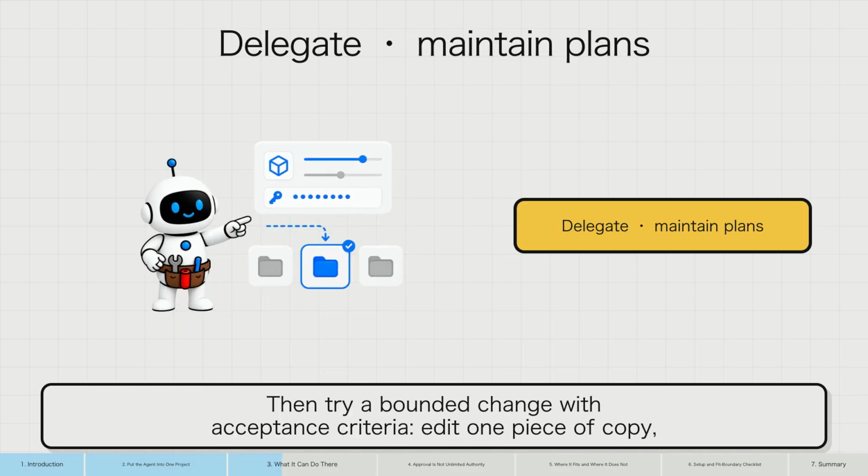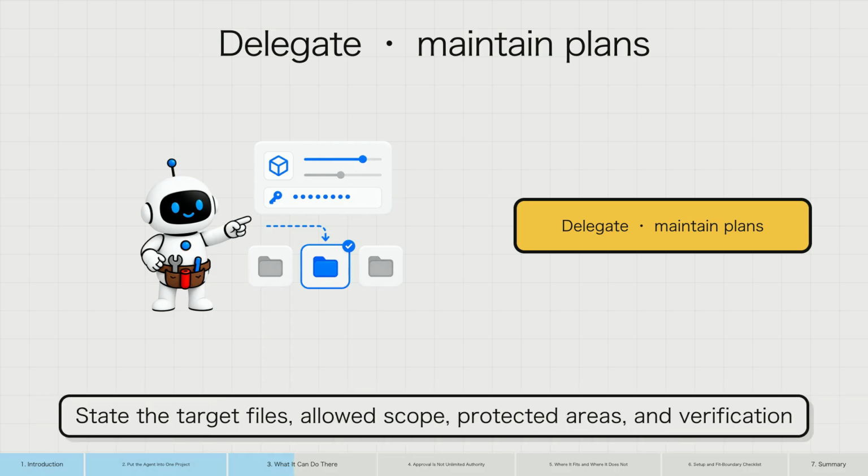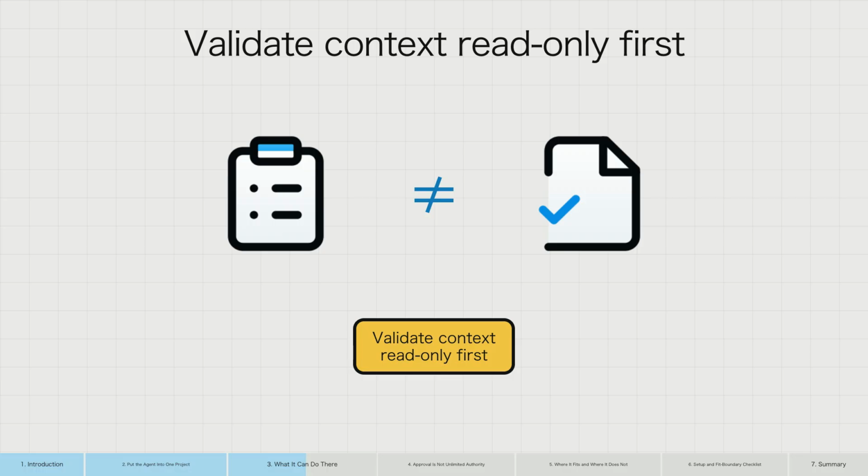Then try a bounded change with acceptance criteria, edit one piece of copy, fix one narrow bug, and run a named test. State the target files, allowed scope, protected areas, and verification command. Delegation and plans help structure larger work, but a queued task is not completion. Review the actual artifacts, diffs, and test output before accepting the result.